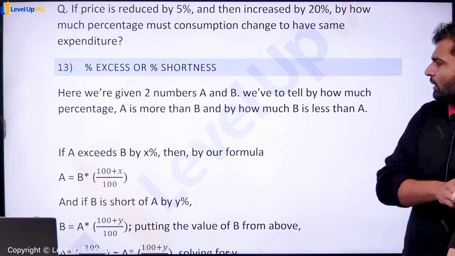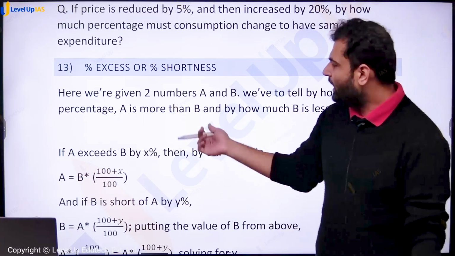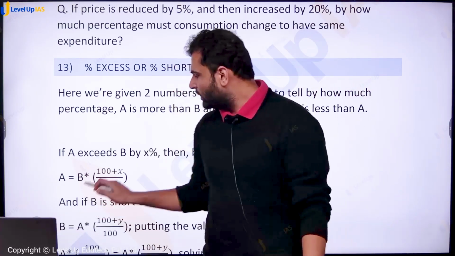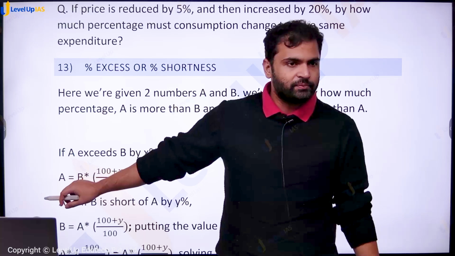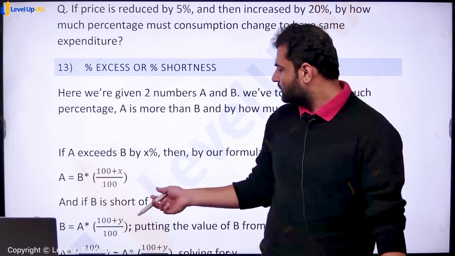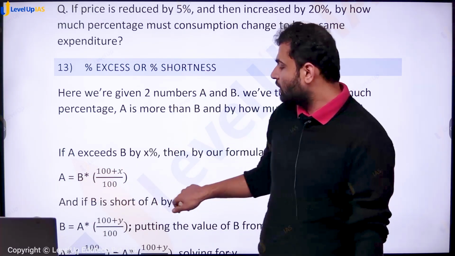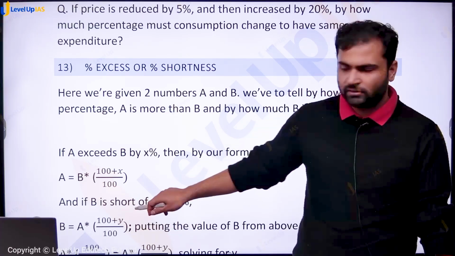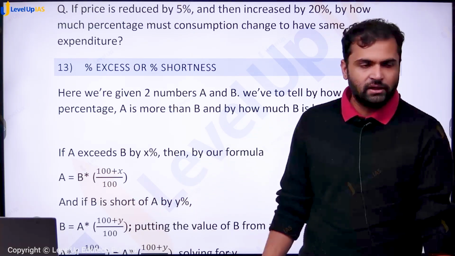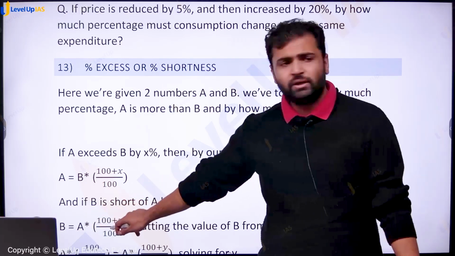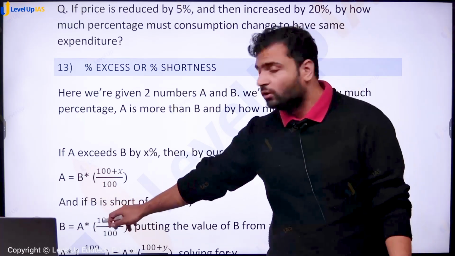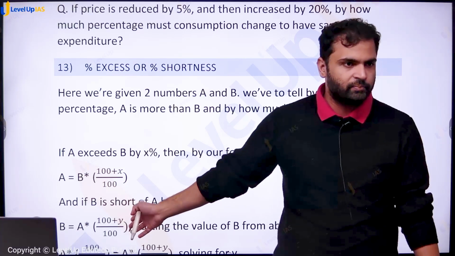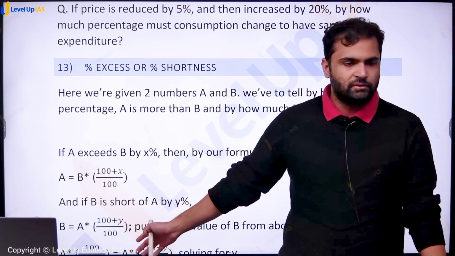If we have two numbers A and B, so if we have A exceeds B by X percent, then B into 1 plus X percent will be A. And at the same time, if B is short of A by Y percent, so Y is negative here, it is shortness, so it is already in negative, so then B is A into 1 minus Y percent. Shortness बोला है ना मैंने already.